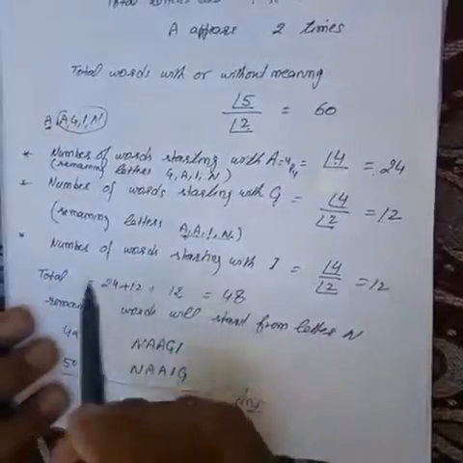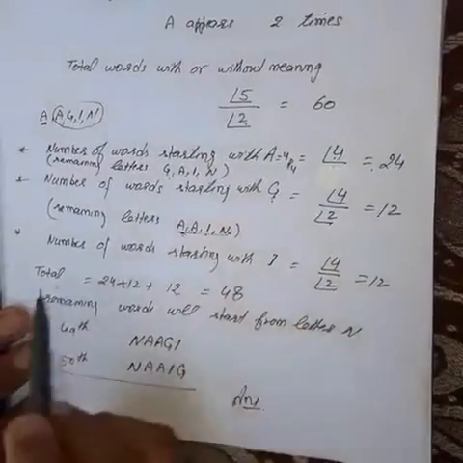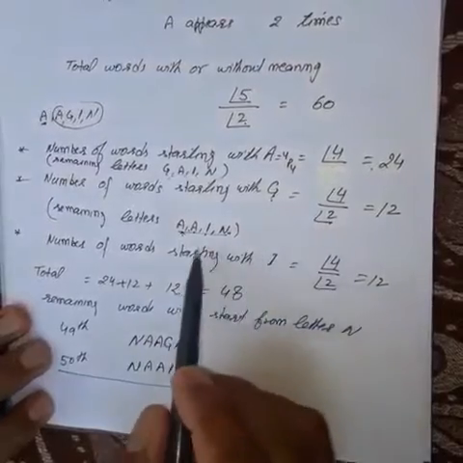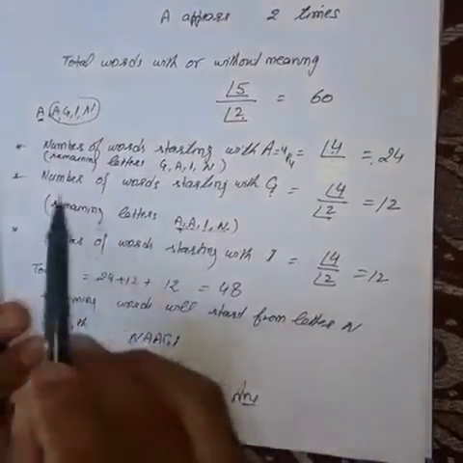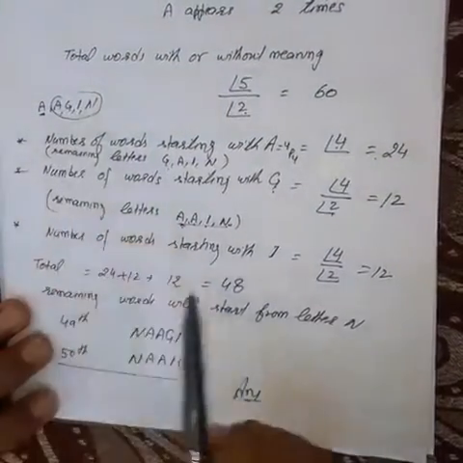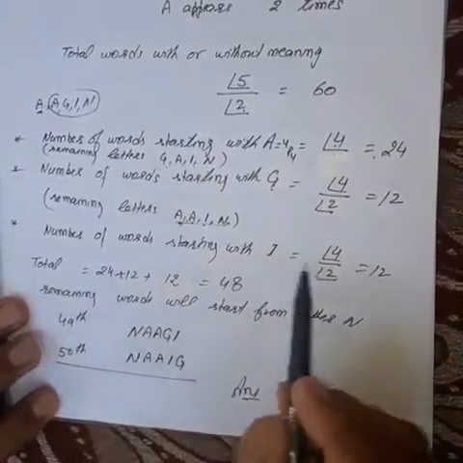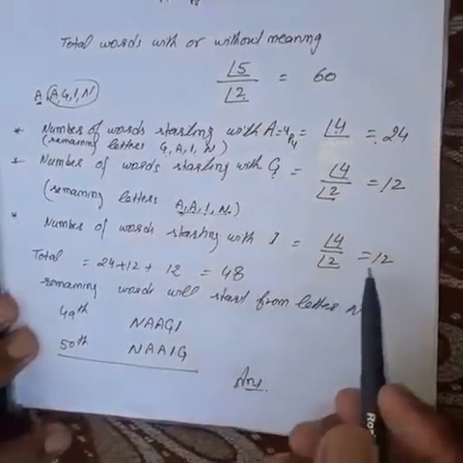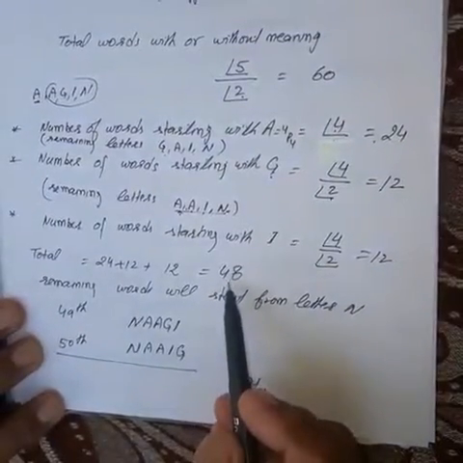Similarly, the number of words starting with the next alphabet, that is I. Starting with I, it means the first position will be fixed with I now. Remaining 4 letters, that is A, A, G and N, in which A is appearing 2 times, can be arranged in 4 factorial upon 2 factorial, that is 12. If you add them, total are 48.